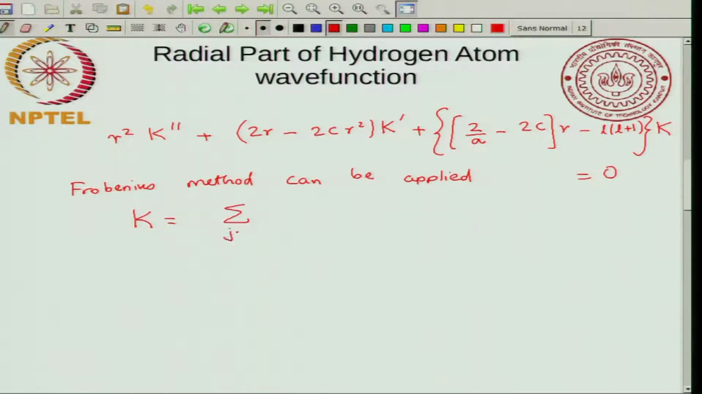I am not writing the k of r, sum over j equal to 0 to infinity b of j r raised to j plus s. So remember you had x raised to n plus v. This is the same thing. Instead of n I am using j, instead of v I am using s. The point is s is what is going to be determined by the indicial equation.